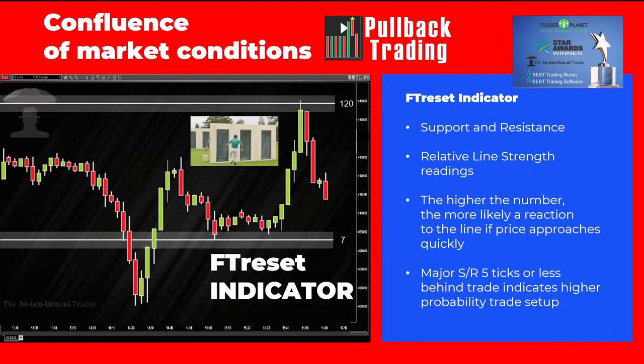Then we have our FT reset, or our first touch, which is what we use for support and resistance. And I call it first touch because it was the first pullback trade I ever traded. And it was when price approaches a line in a strong fashion like this. See, this is not a strong fashion, right? This is not strong. This is strong. And it slams into a line of resistance and gets knocked back, okay? So that's our support and resistance.